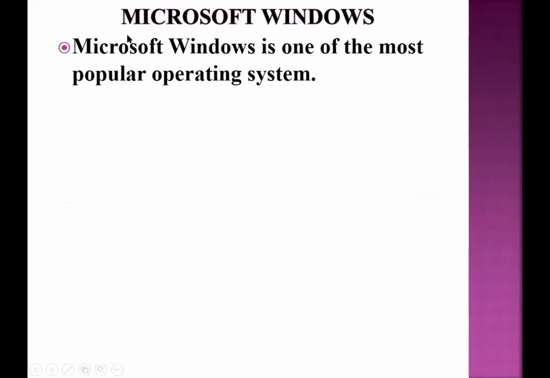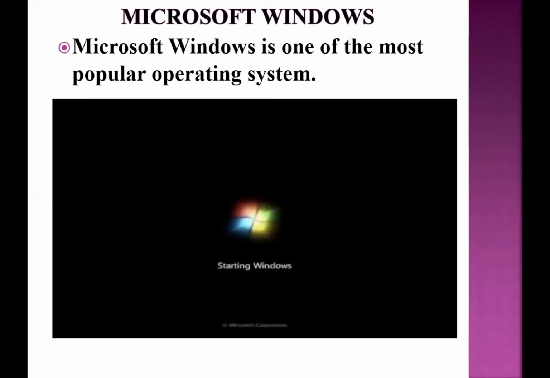Microsoft Windows is a software and it is an example of a single user operating system. Microsoft Windows is one of the most popular operating systems.